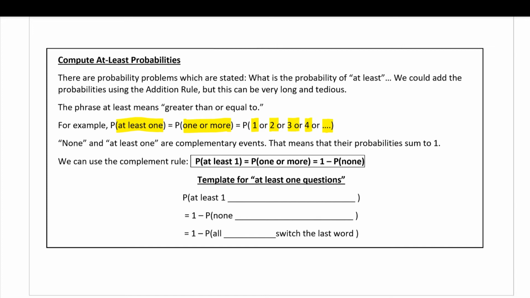Now here is a template and essentially the formula that we're going to use, but I'm going to go through the explanation of where this comes from with an example. We can use a complement rule. We know that at least one means one or more. And what are we essentially leaving out? Well, we're leaving out the probability of 0. So the probability of 0 and 1 or more are complements of each other. So the probability of 1 or more is equal to 1 minus the probability of none. This would be a template for calculating these probabilities. Let me explain that in more detail with an example, so that it makes a little bit more sense.